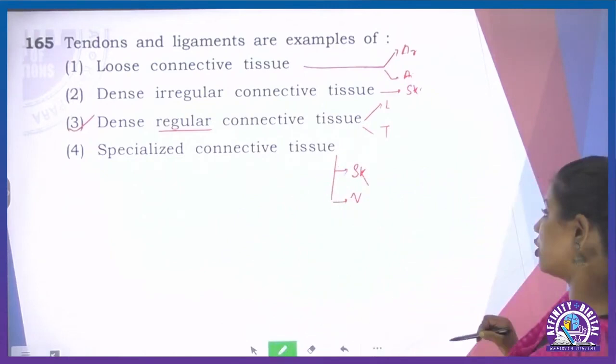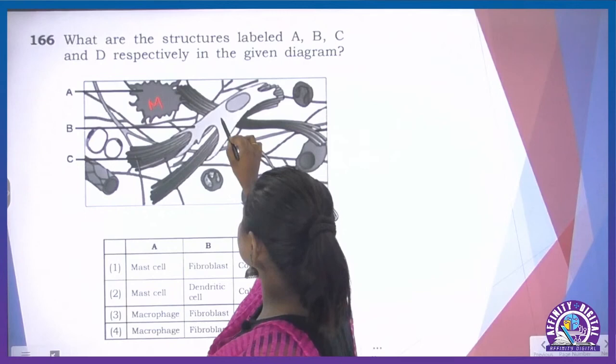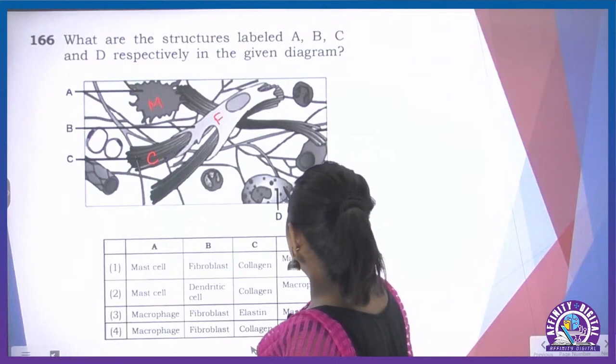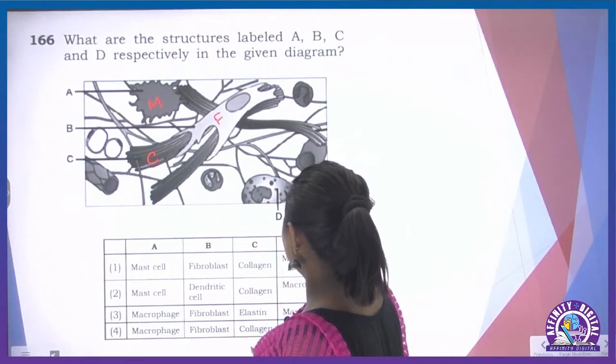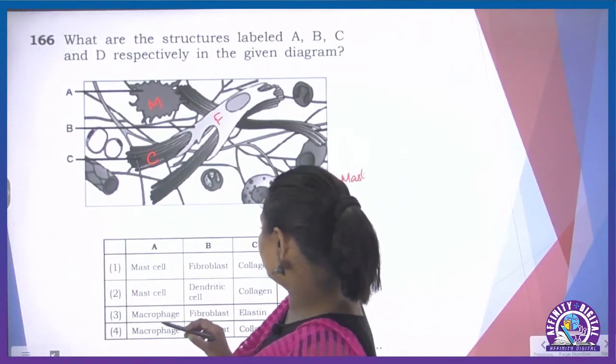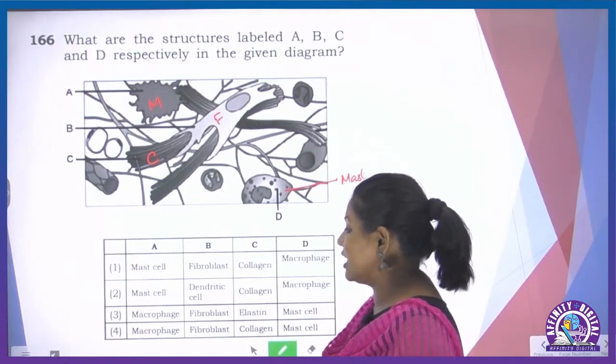So this is the diagram from NCERT, where this particular A is the macrophage, B is the cell that produces the collagen, that is the fibroblast, C is the collagen fiber itself, whereas D is the mast cell, which secretes the histamine, serotonin and the heparin. So option A, macrophage, option B, fibroblast, option C, here elastin is given, skip this. This is the correct one, the collagen, and the last one will be the mast cell. So option 4 is the correct option.